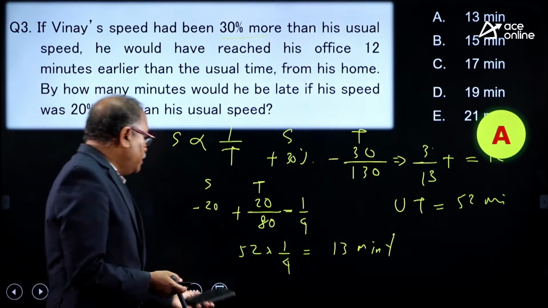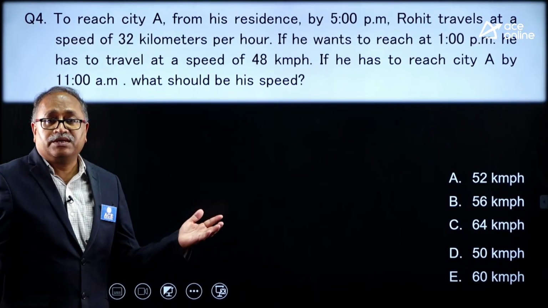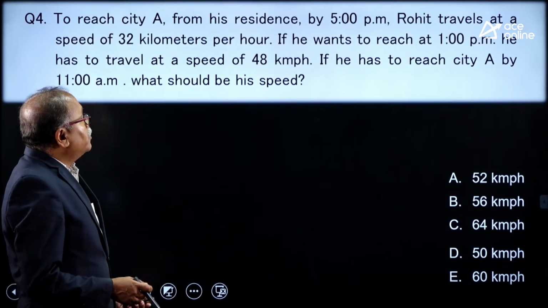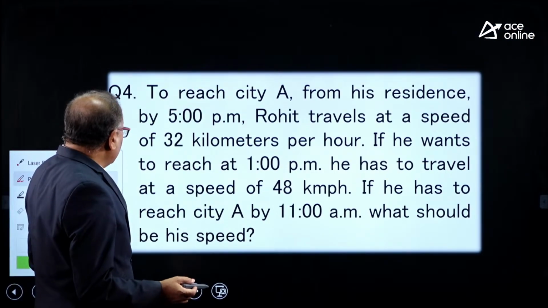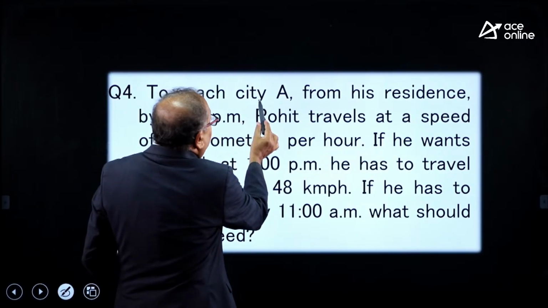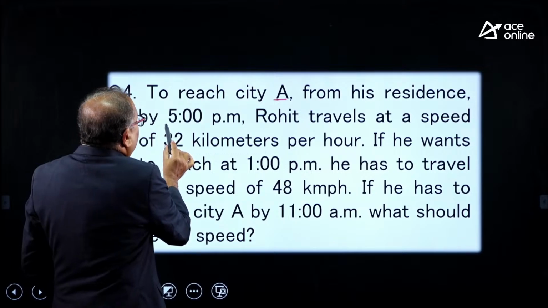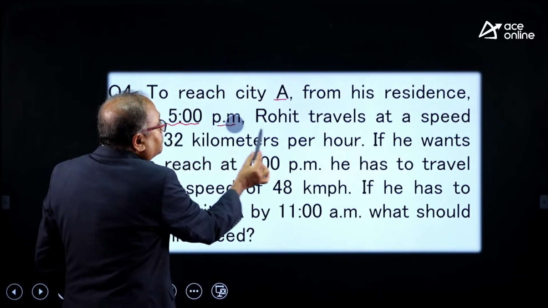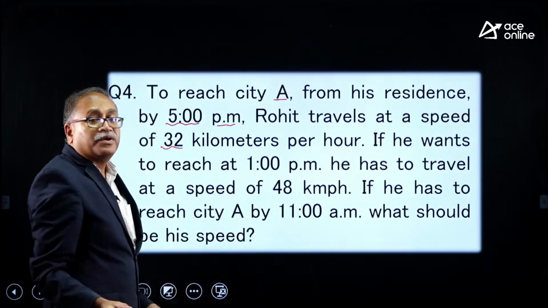Just be with us. Let me take you to the next question. Now, we together will read the whole question properly and then we will think how to answer the question. To reach city A from the residence by 5 p.m., Rohit travels at a speed of 32 km per hour.